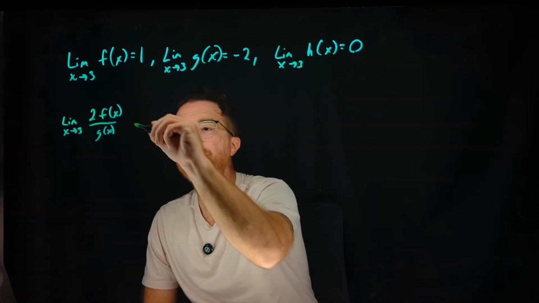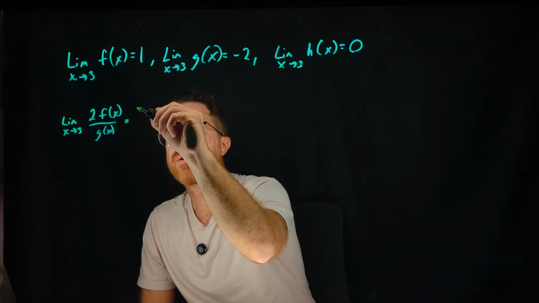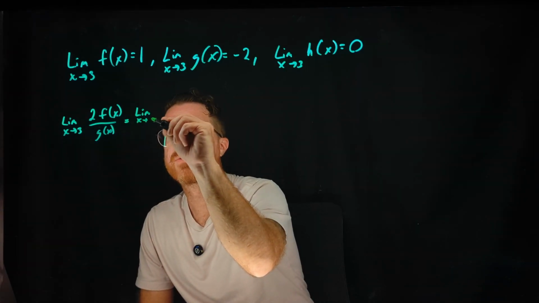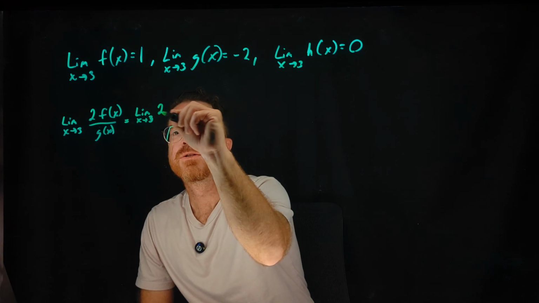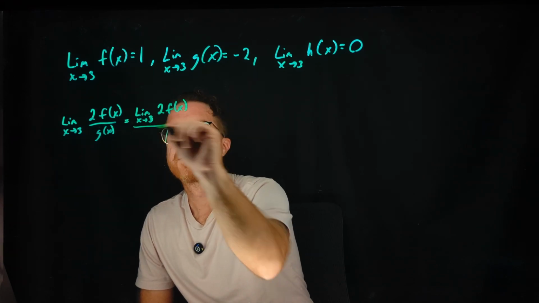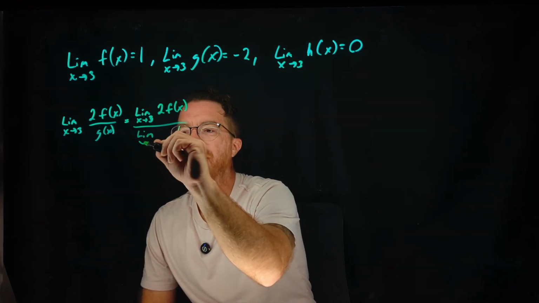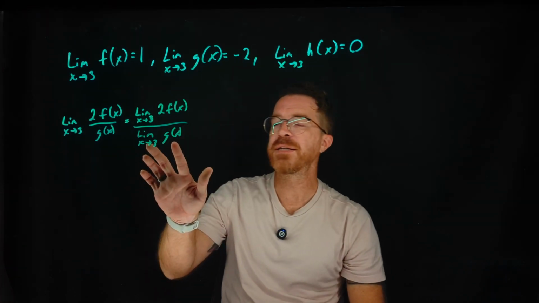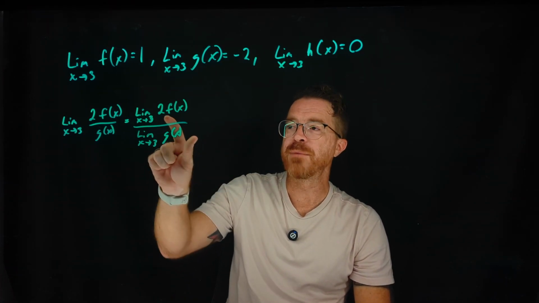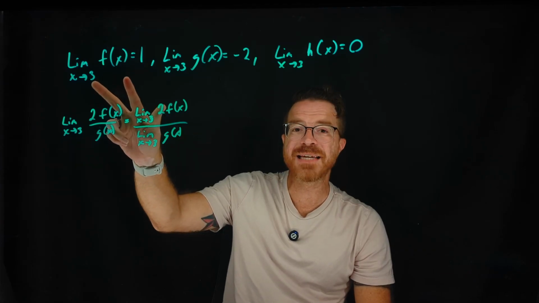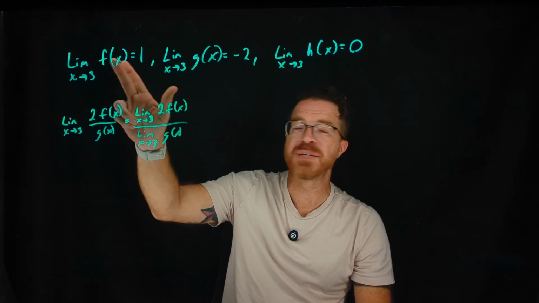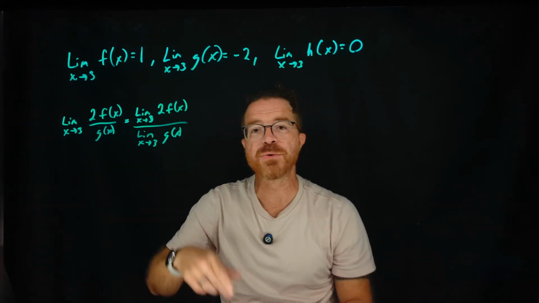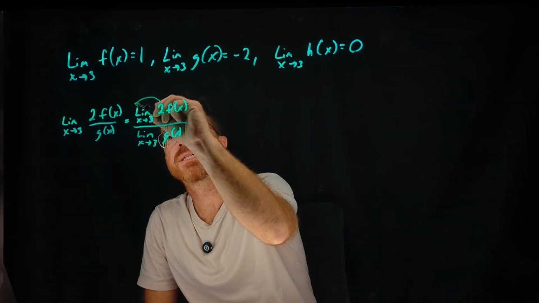Now, as before, this would be equal to the limit of the numerator divided by the limit of the denominator. So we have the limit as x approaches 3 of 2 times f(x), divided by the limit as x approaches 3 of g(x). This limit as x approaches 3 of g(x), we're good to go on that one. But here we have some constant, right? This is not the same thing we have written here. We have the limit as x approaches 3 of f(x). We don't have the limit as x approaches 3 of 2f(x). So we're going to use our property where we can pull this constant out.